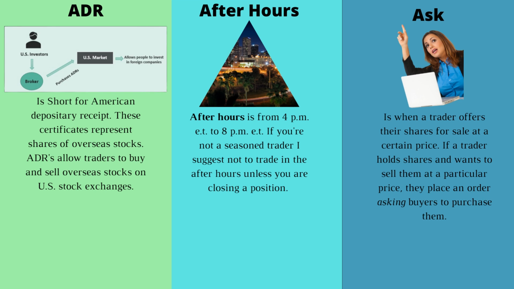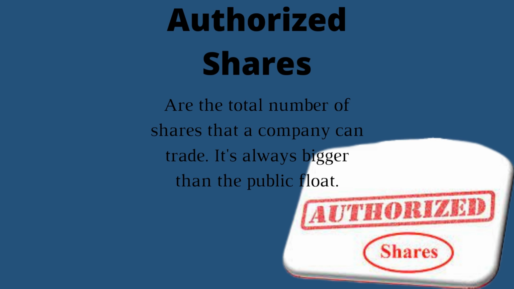The ask is when a trader offers their shares for sale at a certain price. If a trader holds shares and wants to sell them at a particular price, they place an order asking buyers to purchase them. Authorized shares are the total number of shares that a company can trade. It's always bigger than the public float.